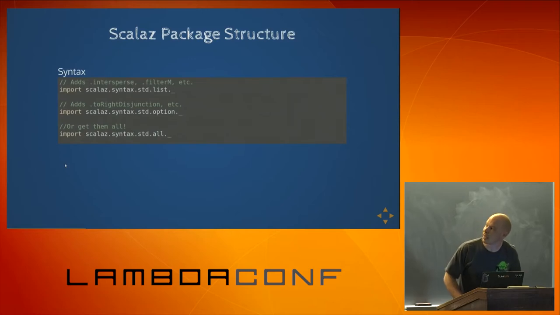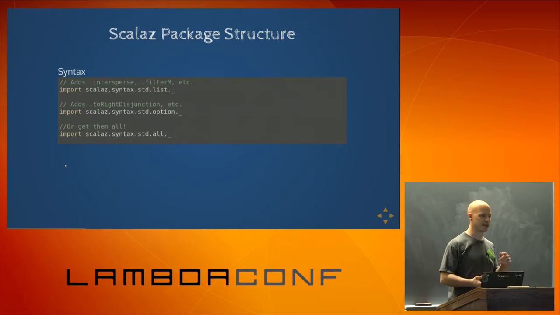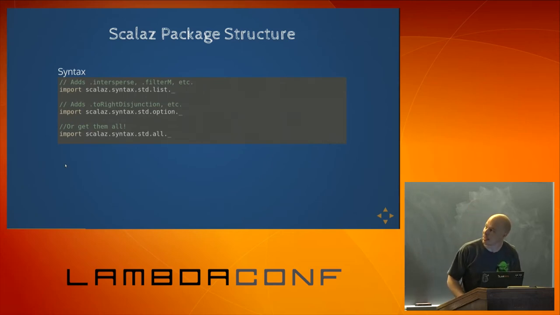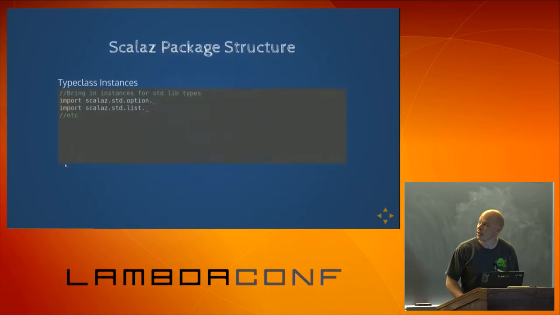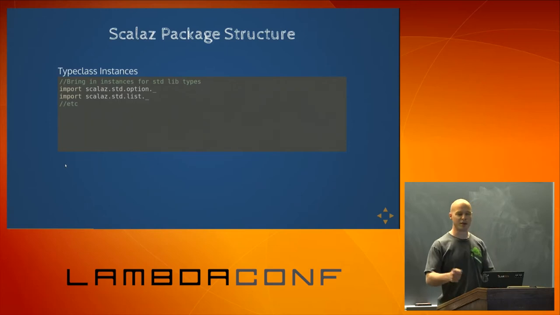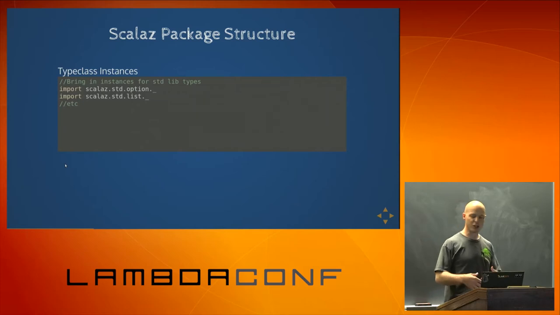So you can also get syntax for standard library stuff. A lot of what Scalaz does is add syntax to standard library classes, like intersperse on list, or, I don't know, there's a bunch of other examples. So you can also get standard library syntax from the syntax.std.whatever package. And then you get type class instances from scalaz.std, and then the type name dot underscore. So all this is a little bit confusing.